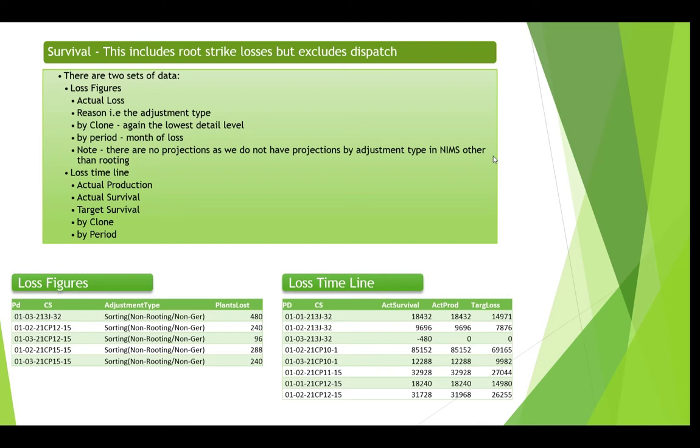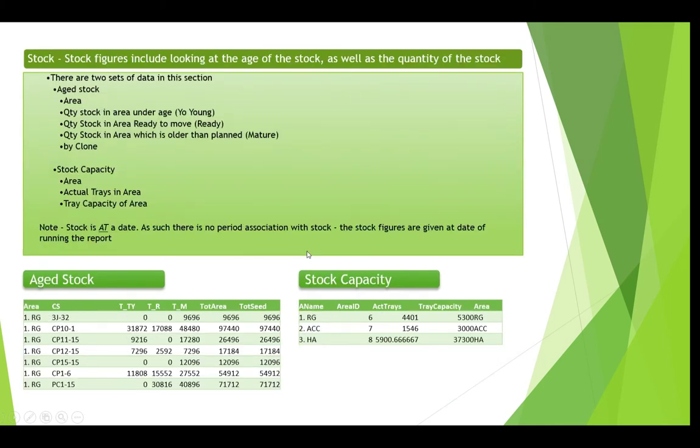Okay. Just a note at this point in time, this is not overall recovery rate. Actually, it is. Yeah, it depends on how you've set up this. The only one that this will not include is dispatch, but we can look at that and we can fine tune that as we get questions on that. Okay, and again, both of these are by clone by period. The only difference in the first set here is the added column of the adjustment type or the reason for the loss.